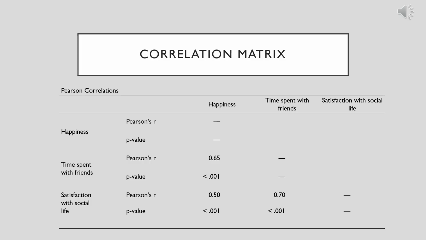So you go to the time spent with friends column and all the way down to the satisfaction with social life row. Now we have a correlation of 0.70. So it's a strong positive correlation. Is it significant? Yes. At p less than 0.001, which is less than our alpha of 0.05. So that's significant. If you wanted to, you could also have basically the same numbers above what we call the diagonal, meaning happiness with happiness, time spent with friends with time spent with friends, and satisfaction with social life correlated with satisfaction with social life.